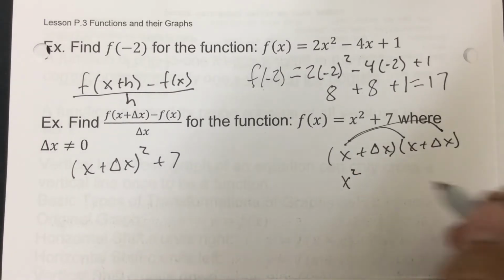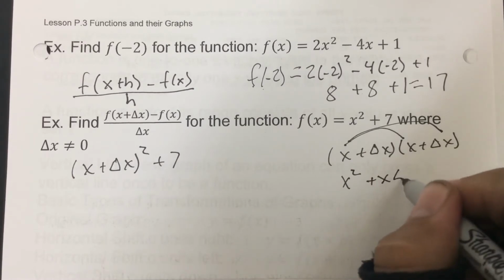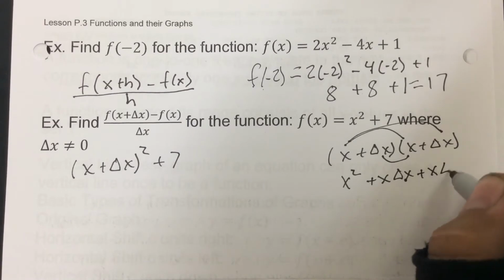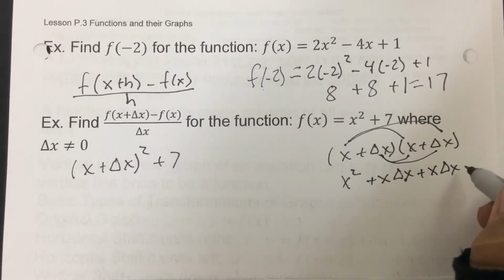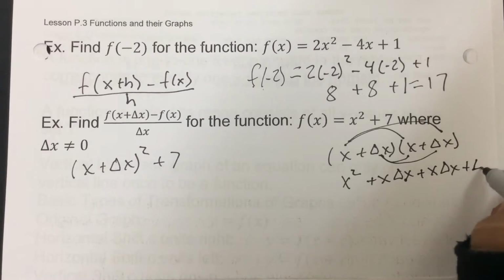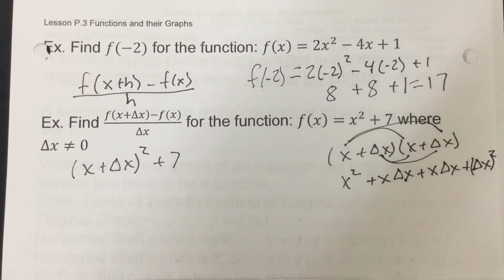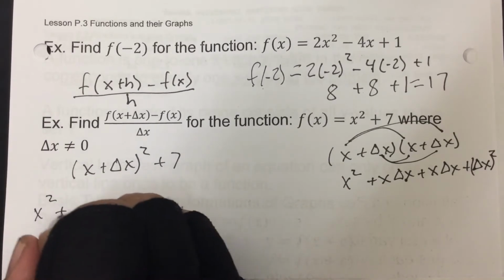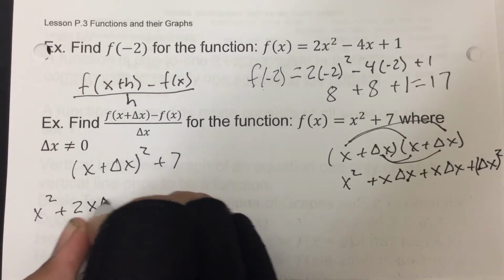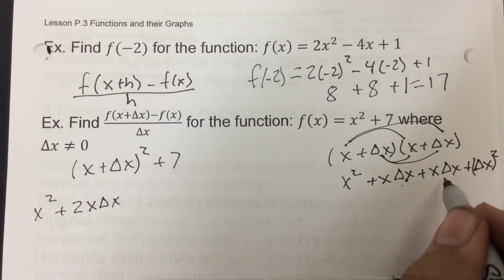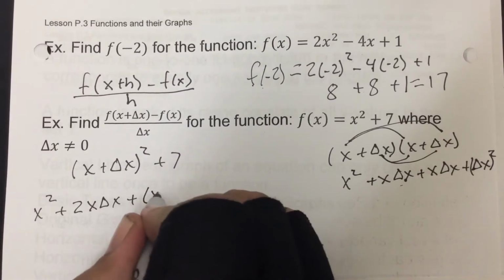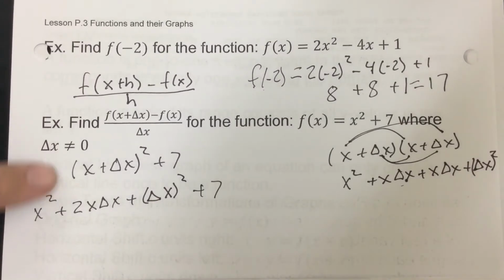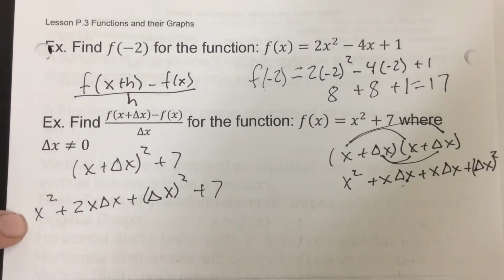Outsides, x times change of x would be a plus x change of x. Insides will give us another x plus change of x. And then last would be a change of x squared. So when we write this, we're really going to have x squared plus 2x change of x, because I'm going to put these middle two together, and then plus change of x squared plus 7. So I just FOIL this out, replaced it with that.